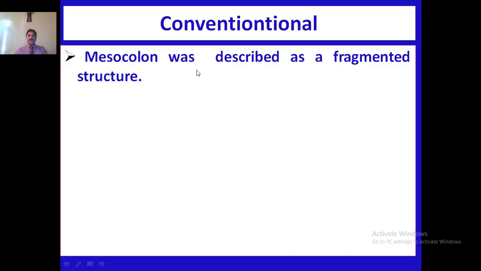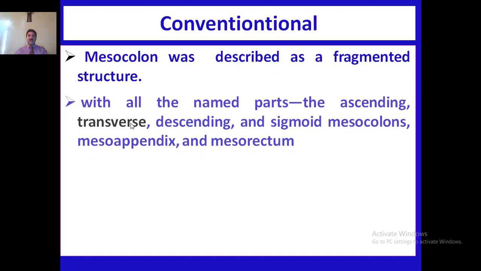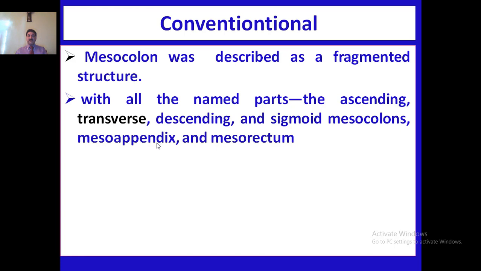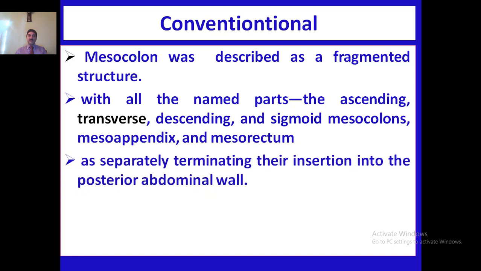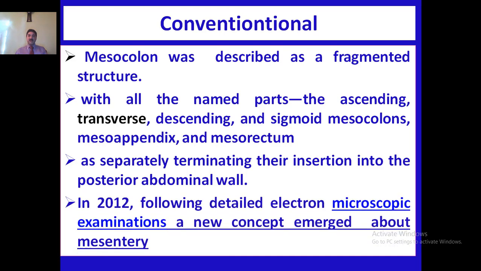In conventional description, mesocolon was described as a fragmented structure with all the named parts, the ascending, transverse, descending, and sigmoid mesocolons, mesoappendix, and mesorectum, as separately terminating their insertions into the posterior abdominal wall.